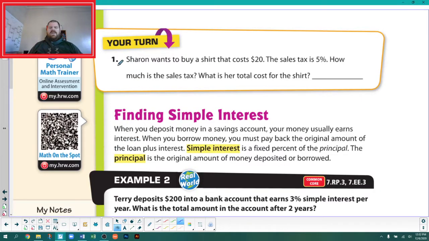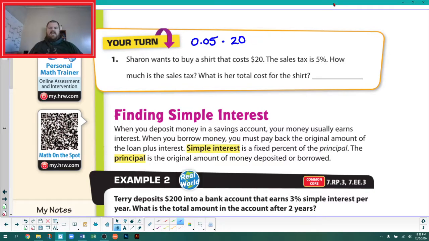Sharon wants to buy a shirt that costs $20 and the sales tax is 5%. How much is the sales tax in dollars? And then what is the total cost of her shirt? Again, the easy way is to think of 5% times the $20.